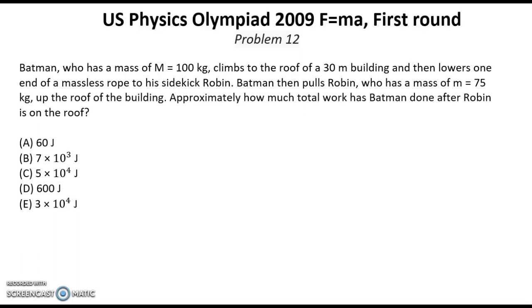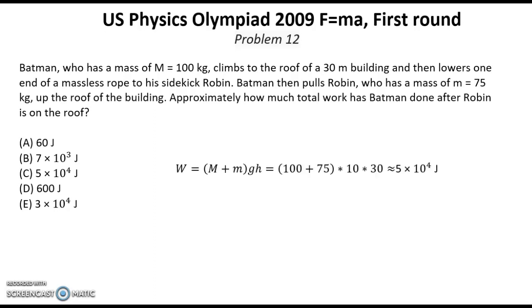Solution. Here it doesn't matter which way they will climb. The result is just work done against gravity. So we just need to find how much potential energy was increased by work done by Batman. So that will be total mass multiplied by g, acceleration of free fall, and multiplied by height of building. So that will be this formula.